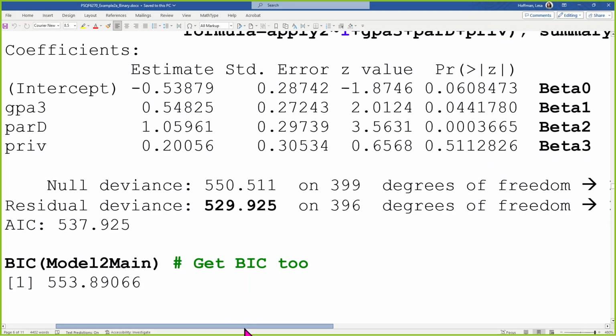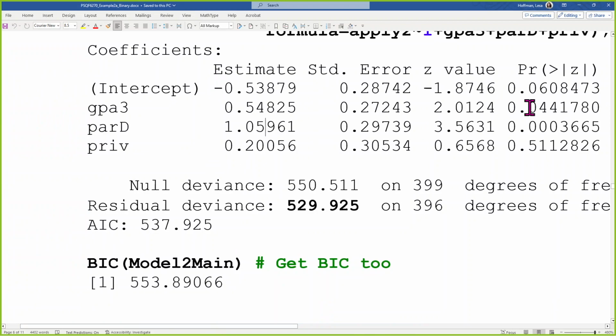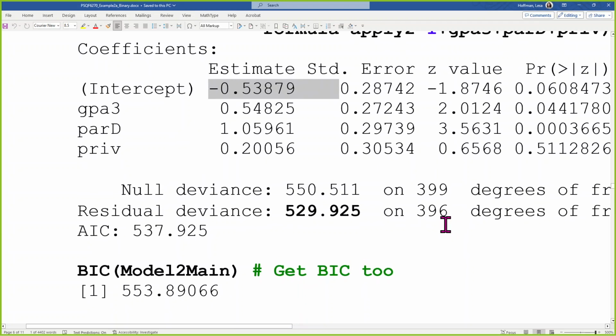Okay. I don't care about the p-values. I want you to know what to do with the numbers, regardless of whether they're significant. Starting off on intercept. First off, what scale are we in here? Logits, odds, or probabilities?